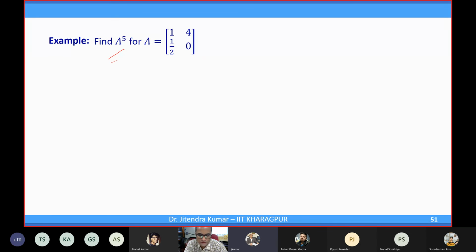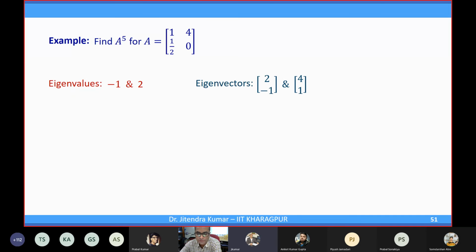So here is just an example to show. This is not the best example probably to consider here, because A power 5 is still okay. You can compute this with 4 multiplications, etc. But if you have a very large power, then it is a good idea to go ahead with this approach. So anyway, just to demonstrate, you have eigenvalues here -1 and 2. The matrix can be diagonalized naturally because you have distinct eigenvalues. And once you compute the eigenvectors, you will see they are (2, -1) and (4, 1).